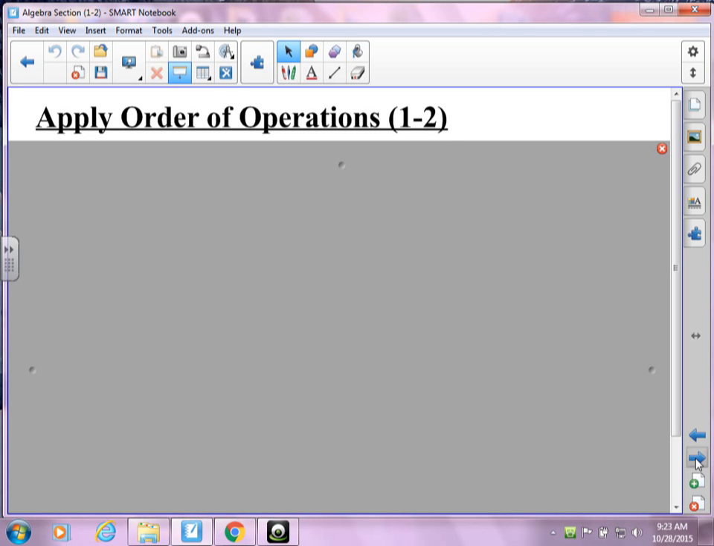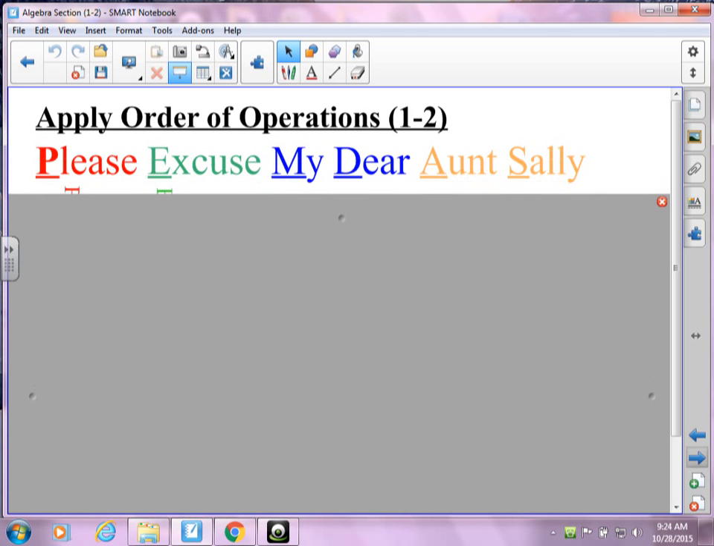You'll know that I have 1-2 at the top. That means chapter 1, section 2. So when you're in your textbook, it's going to be in chapter 1, section 2. I'll also have the page numbers ready for you, so it'll make it a little bit easier for you to find. Okay?